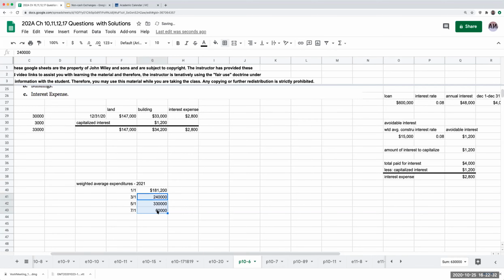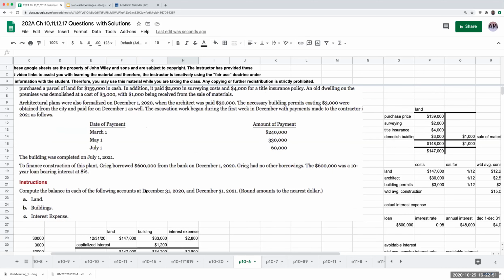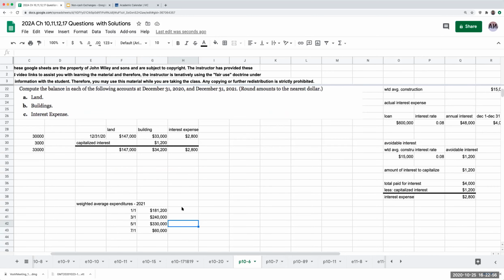Now here's where it gets interesting. To determine the weighted average, I need to ask myself: how many months were these outstanding for the year? Normally I would say this is going to be 12/12ths, this is going to be 10/12ths, et cetera. However, the building was finished on July 1st, so this was only outstanding 6/12ths, or January 1st through July 1st, or 6 months.